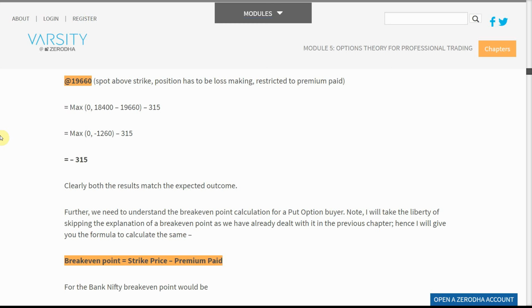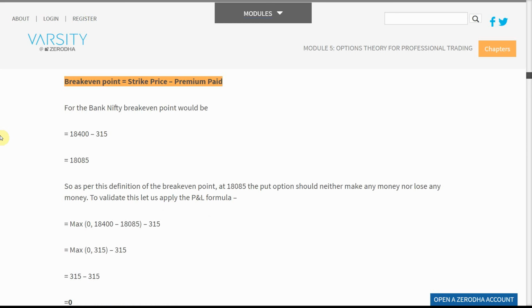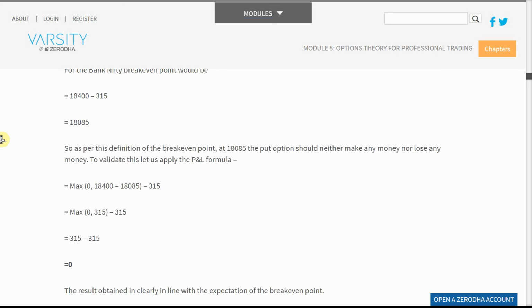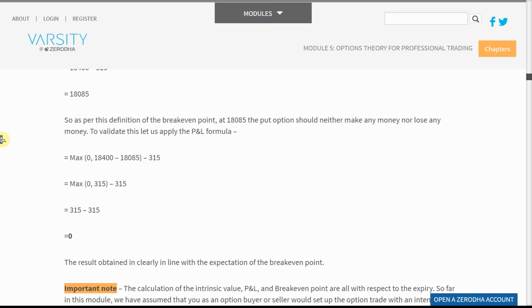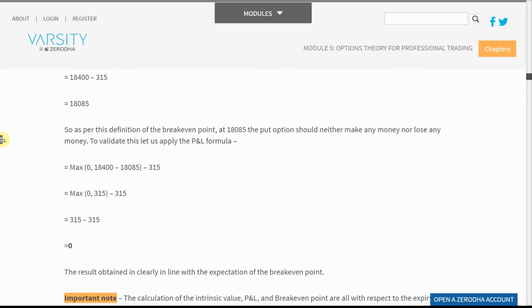Further, we need to understand the break-even point calculation for a put option buyer. Note: I will take the liberty of skipping the explanation of a break-even point as we have already dealt with it in the previous chapter. Hence, I will give you the formula to calculate the same. Break-even point equals strike price - premium paid. For the Bank Nifty, break-even point would be equal to 18400 - 315, equals 18,085. So as per this definition of the break-even point, at 18,085 the put option should neither make any money nor lose any money.